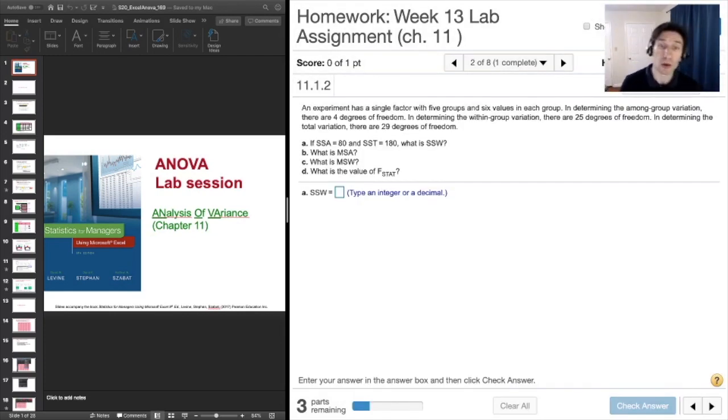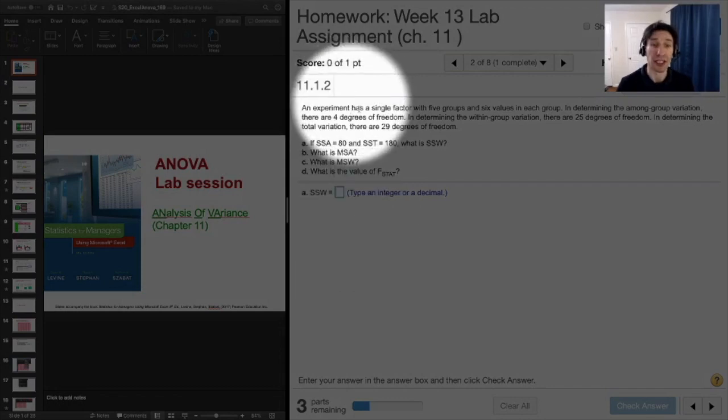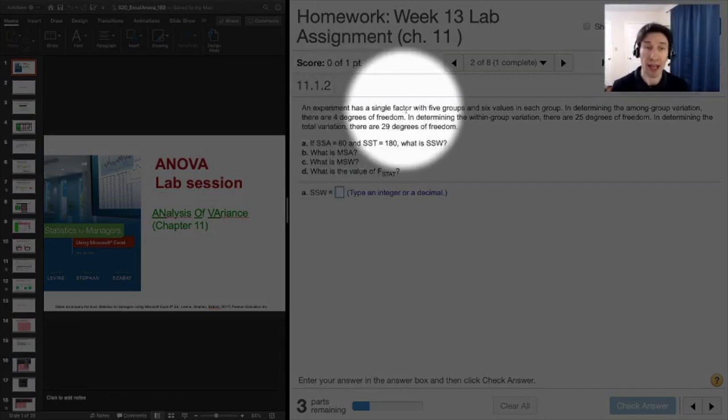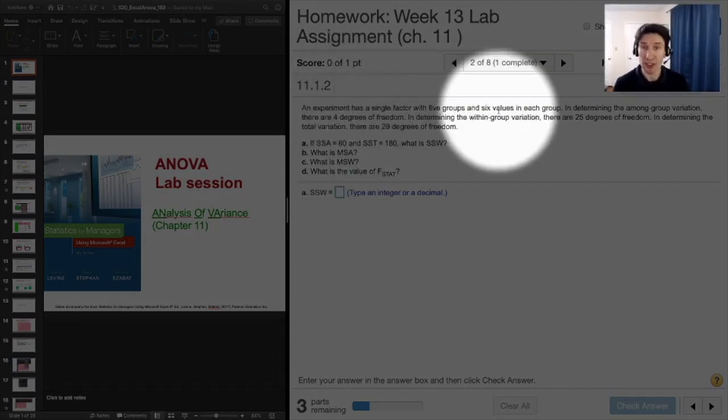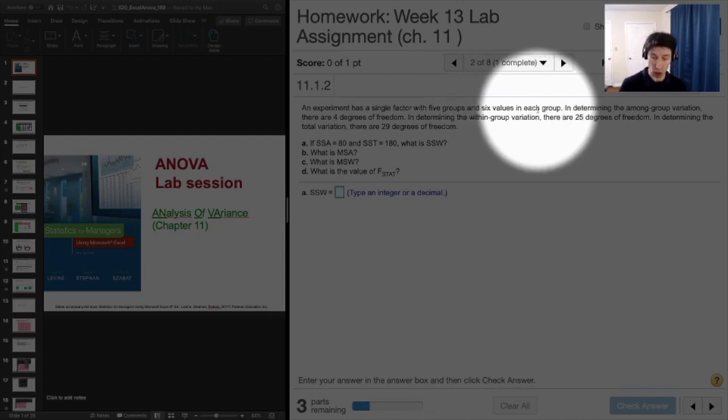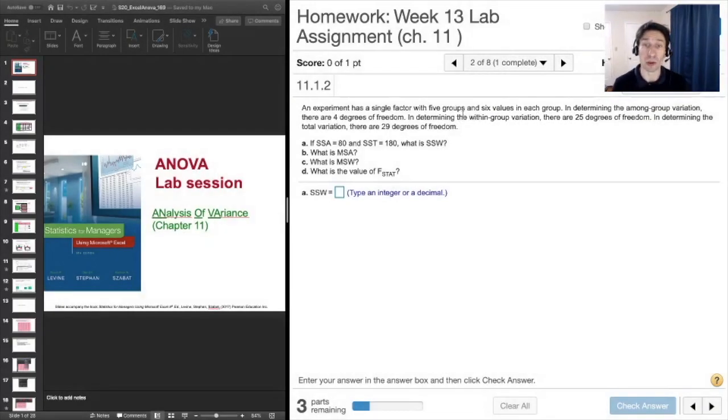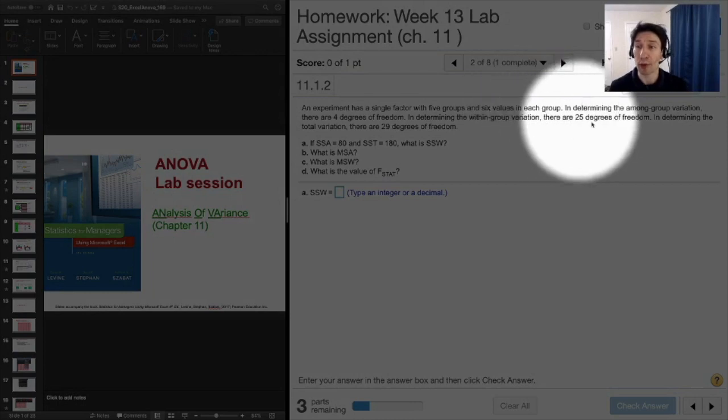All right, another one-way ANOVA question: an experiment with a single factor with five groups and six values in each group. So again, in my head, what do I think? Five groups, that's c equals 5, six values in each group, so 5 times 6 equals 30 total observations, n equals 30. Now we get more information.